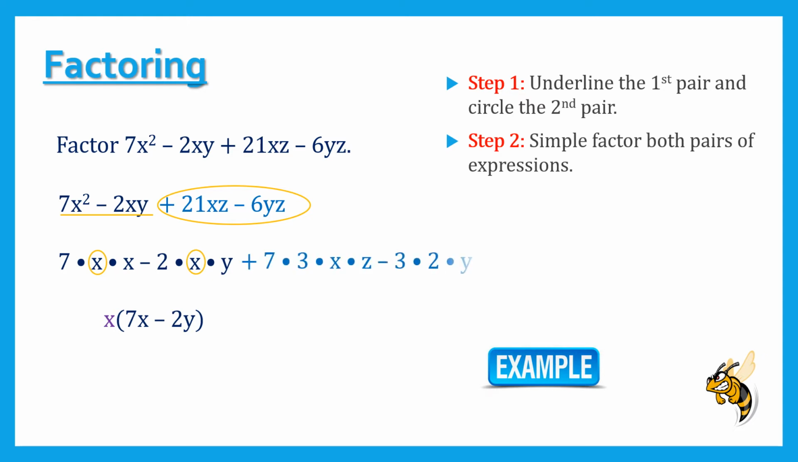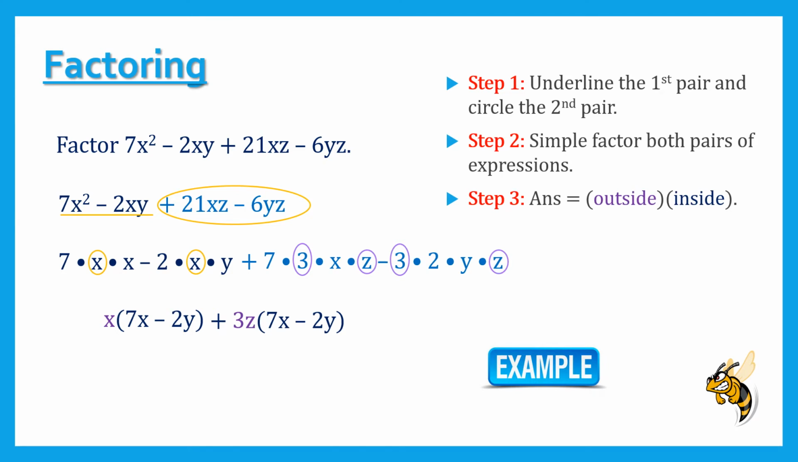Now let's do the second pair. It's going to be 7 times 3 times x times z minus 3 times 2 times y times z. And we're going to check to see what both terms have in common. I can see that they have a 3 in common. I can also see that they have a z in common. So the greatest common factor for the second pair would be 3z, and the remainder goes inside of a parentheses, which will be 7x followed by a minus followed by 2y.